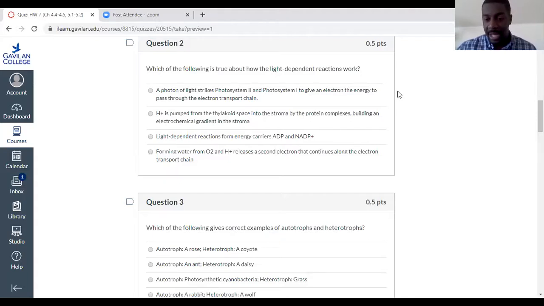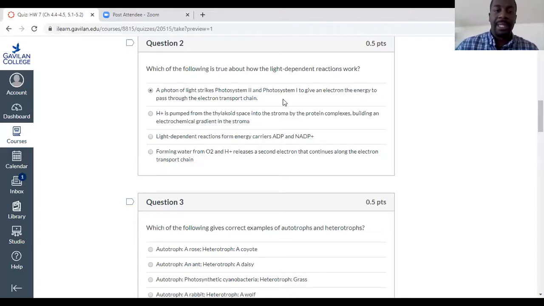Okay, so people are saying A, C, a couple. Then I see C, a few A's. So the majority of people are getting this one. So it's going to be A. A photon of light is going to be striking photosystem 2 and photosystem 1 to help give energy to the electrons running through the electron transport chain.